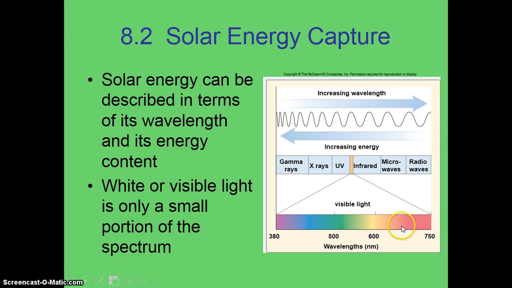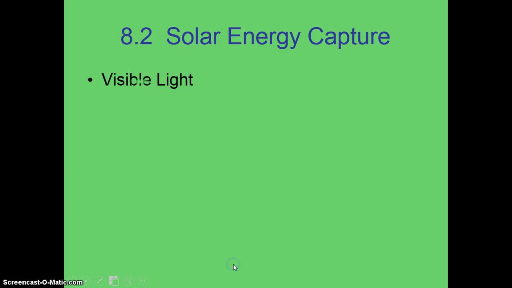And here we have ROY G. BIV as we go this direction. So solar energy can be described in terms of its wavelength and its energy content. White or visible light is only a small portion of the spectrum, and you can see that this very small portion right here. We have all these other different wavelengths of energy that we are being exposed to as well.